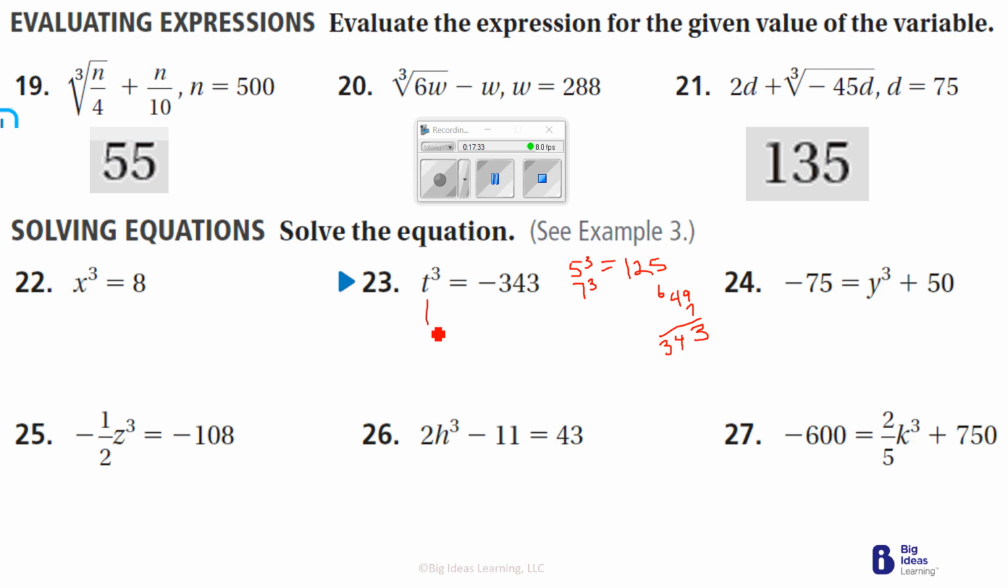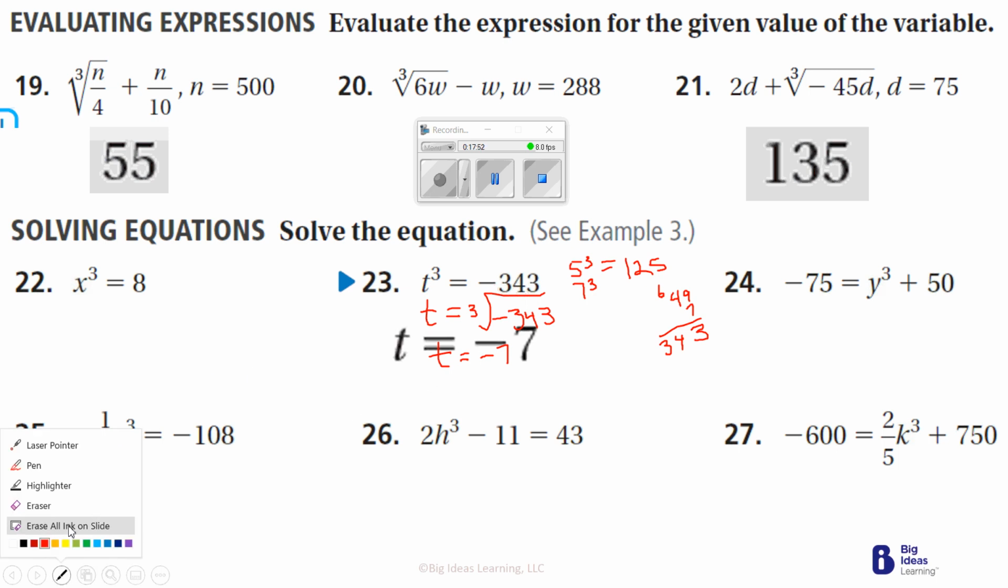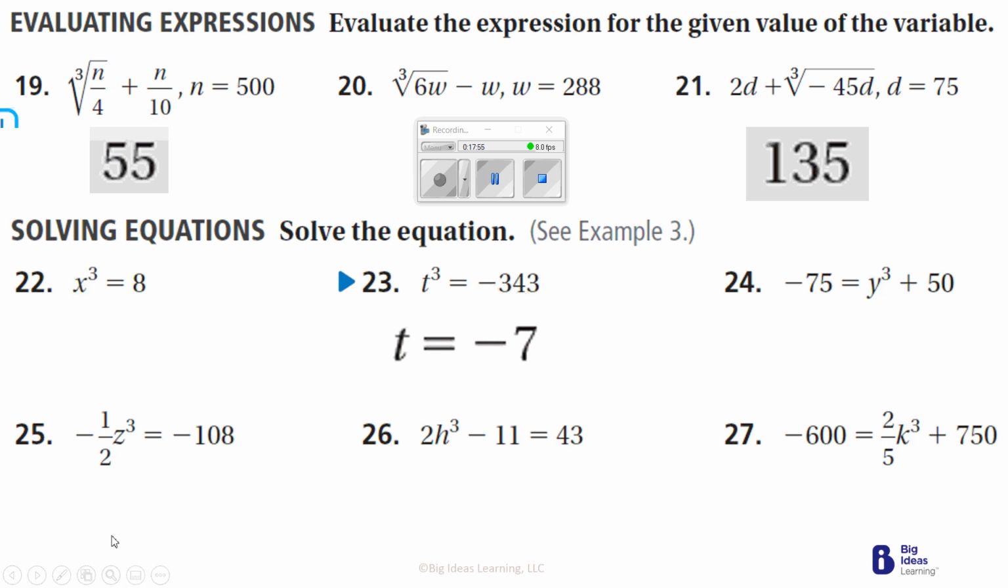So when I said that t equaled the cube root of negative 343, that means that t was going to be equal to negative 7. All right, let's just check my answer. Negative 7. Awesome. Whew. All right, let's go ahead and get to the next one. Number 25. On this one, I see that, first of all, I got to get rid of this negative 1/2. So I'm going to multiply it by negative 2 over 1, which is really just negative 2.